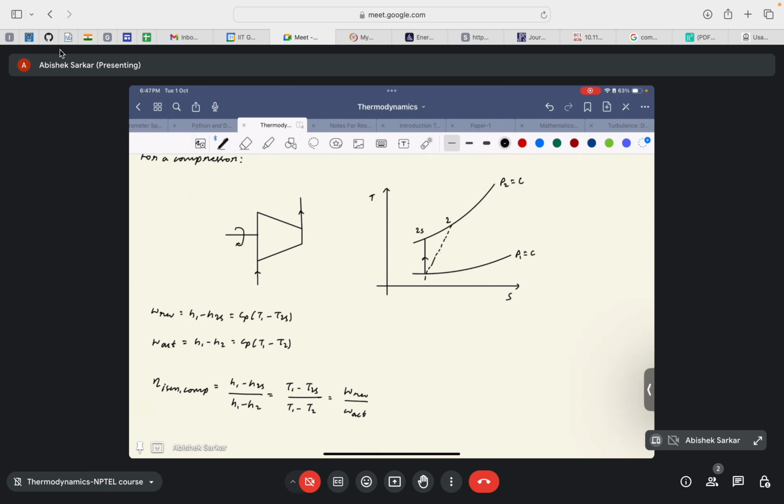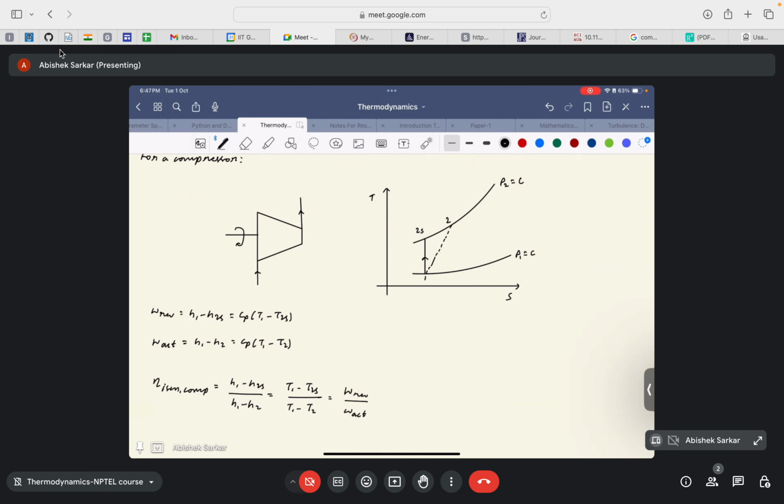Now similarly, if the compression was achieved irreversibly, it will result in some point that is diverted from the ideal case. So it's at some point 2, that is at a point higher than the isentropic case, and you will see why.